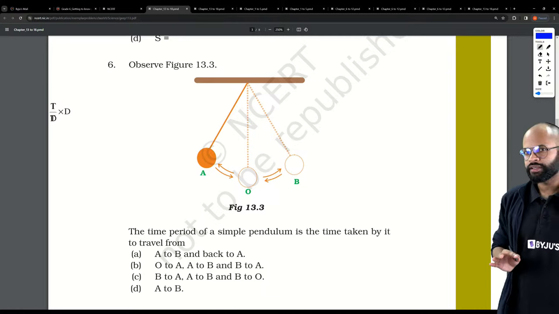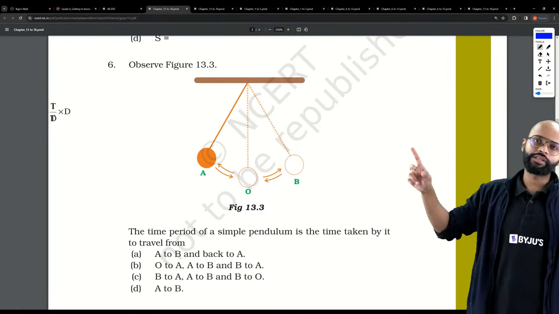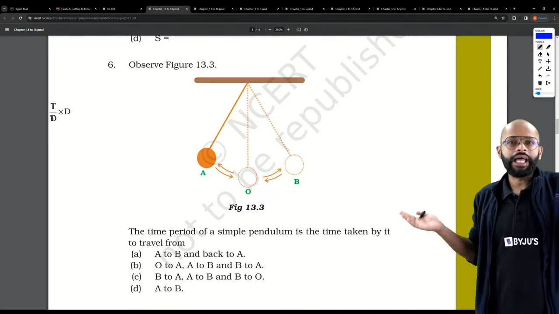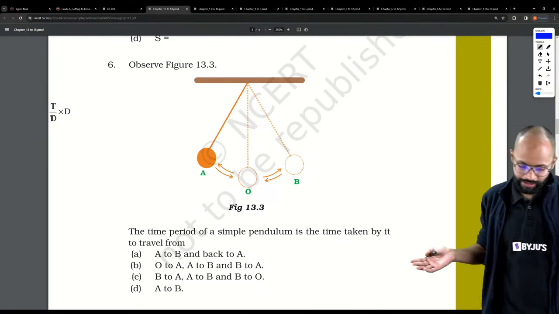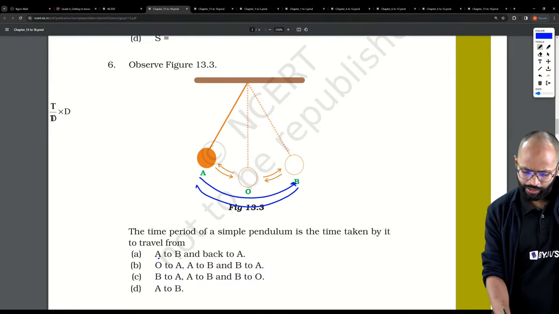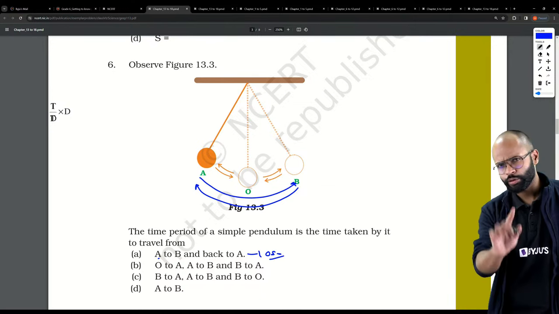You want the time period. What do you need for the time period? Sir, a pendulum should come back to its original position, right? That is called one oscillation, and the time for one oscillation is the time period. True, right? Now, the first option says A to B and back to A. This is one oscillation. So, sir, this looks good.